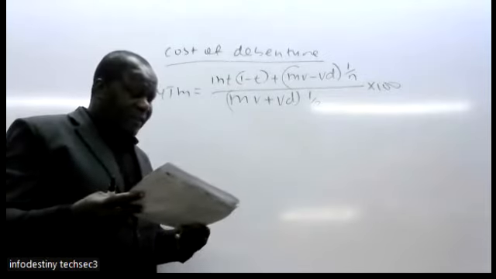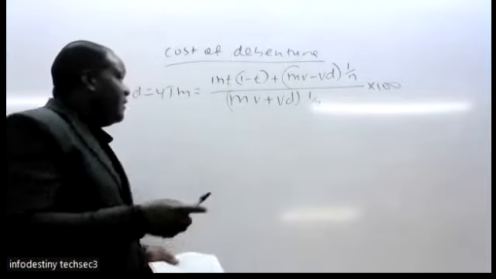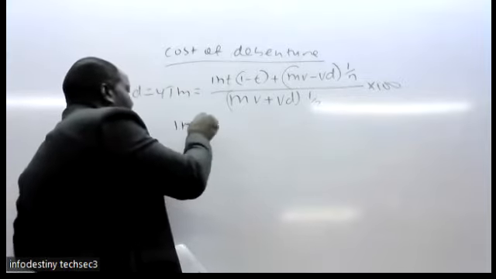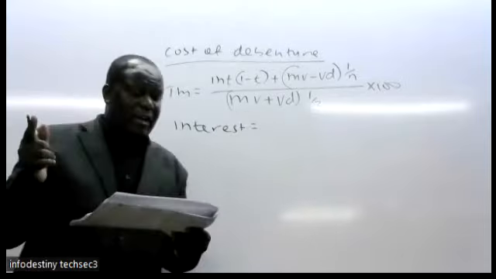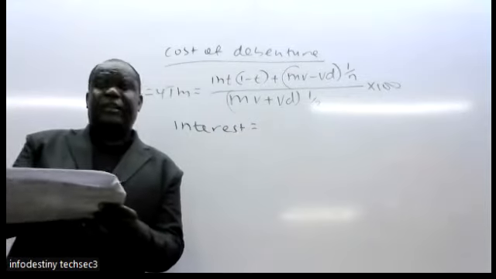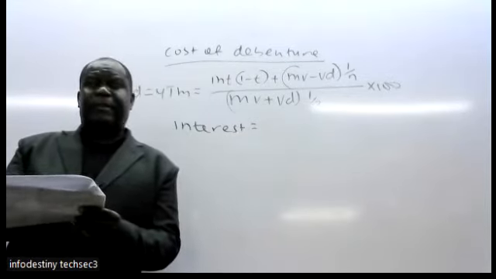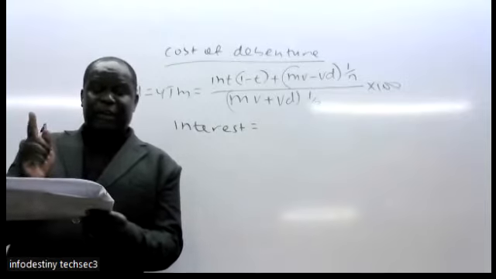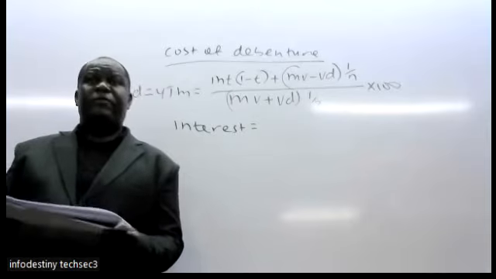We shall first calculate the interest. I want you to pay attention to that. There are two items given. In the capital structure, you can see 11% debentures of 100 each. But here we are evaluating the new one. The new one is in note number 4.